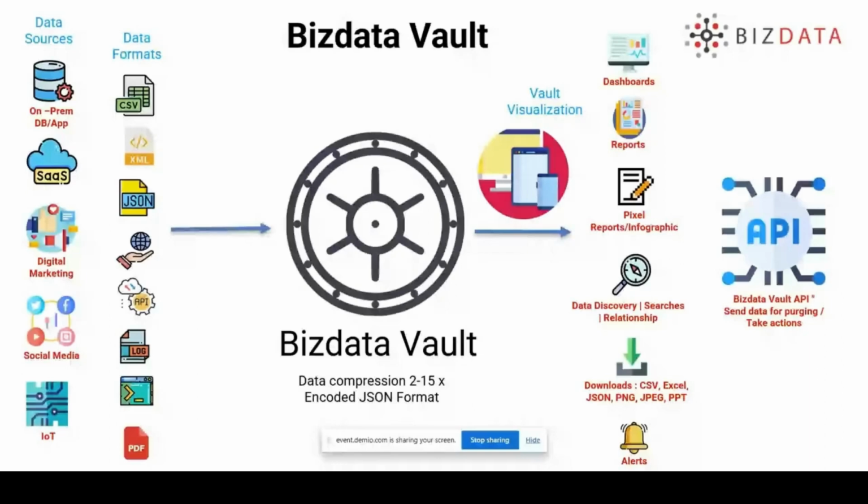Now, in order to purge that data, the first thing you have to do is archive it securely. Once you ensure that your data is archived, you can go for the purge. You can use the Bizdata Vault API to purge it from any kind of application or data source. So this is the complete architecture of the Bizdata Vault. Now I will go to the demo.